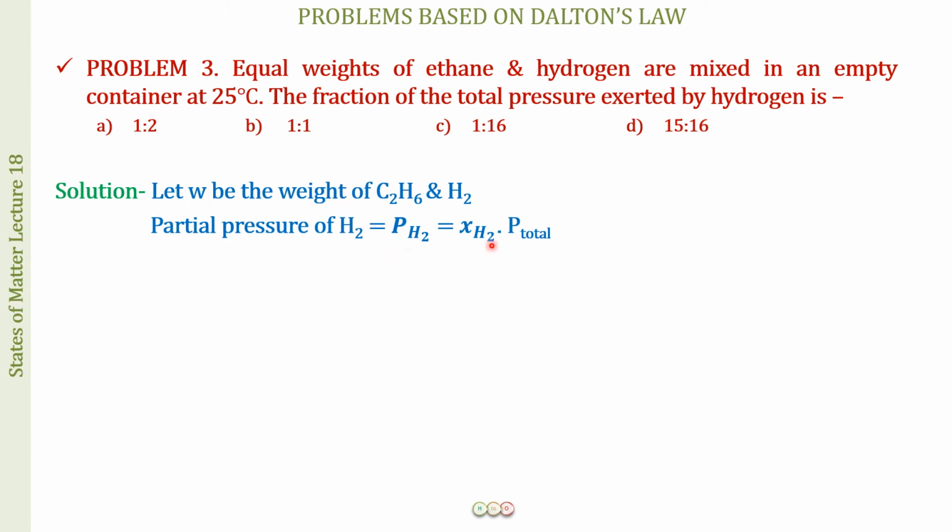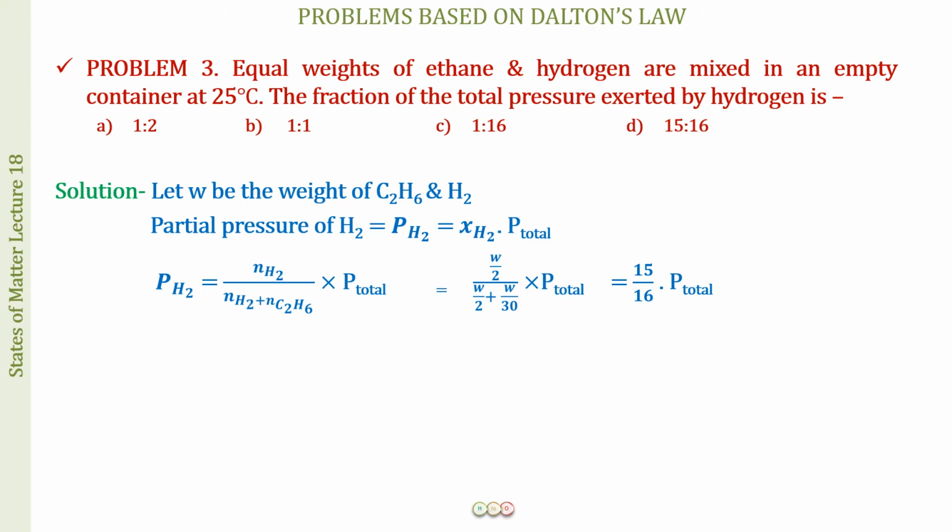So partial pressure of hydrogen is going to be what? Well, you have already learned this. This is going to be mole fraction of hydrogen multiplied by the total pressure. And mole fraction is nothing but the number of moles of hydrogen divided by the total number of moles of both the gases, and multiplying this by the total pressure is going to give you P hydrogen.